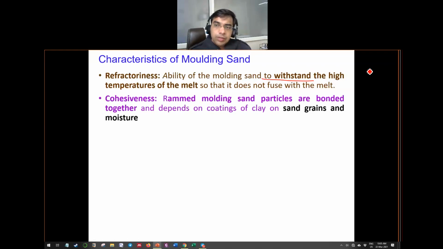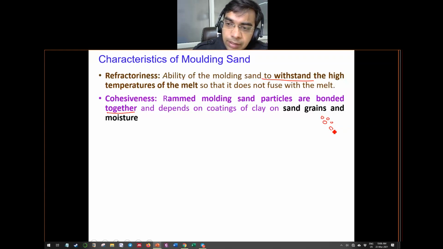The next is cohesiveness. So what is cohesiveness? Cohesiveness is basically the ability of the molding sand to be bonded together among themselves. If you have sand particles, generally the sand particles have a very rough shape. They are not perfectly spherical. So they have this ability.